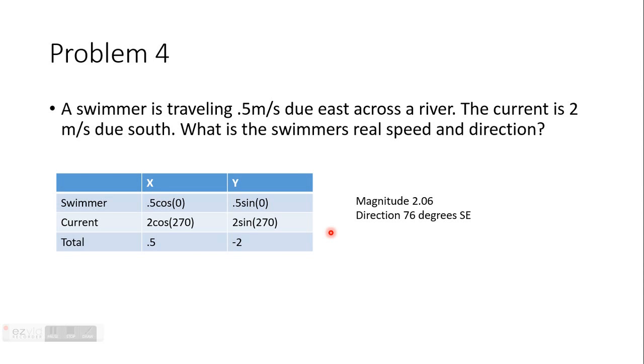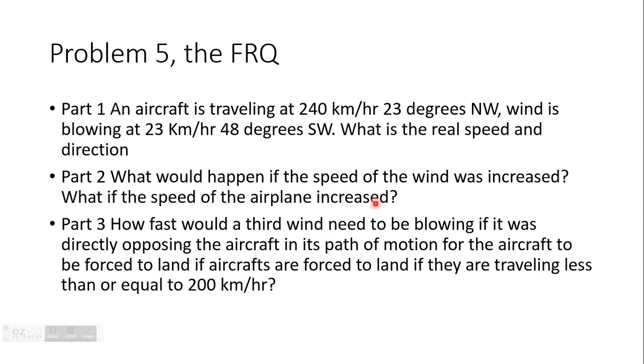Okay, part 1. An aircraft is traveling at 240 kilometers per hour, 23 degrees northwest, and the wind is blowing at 23 kilometers per hour, 48 degrees southwest. What is the real speed and direction of the airplane? What would happen if the speed of the wind was increased? What would happen if the speed of the airplane was increased?